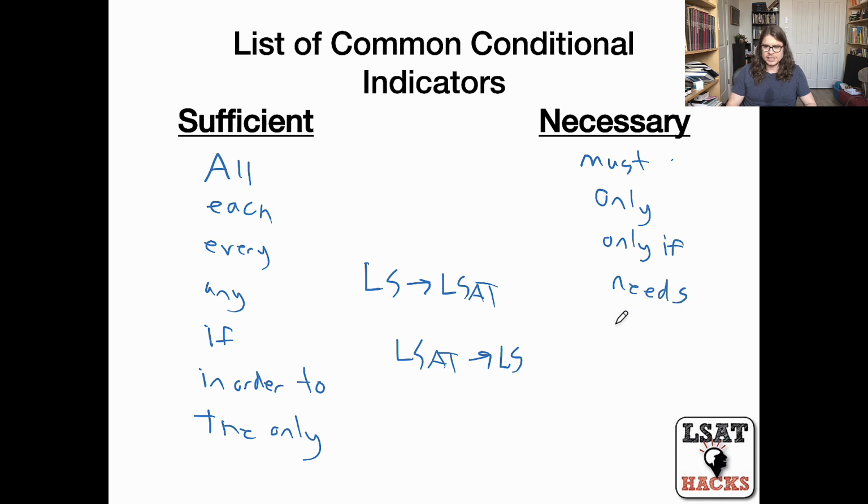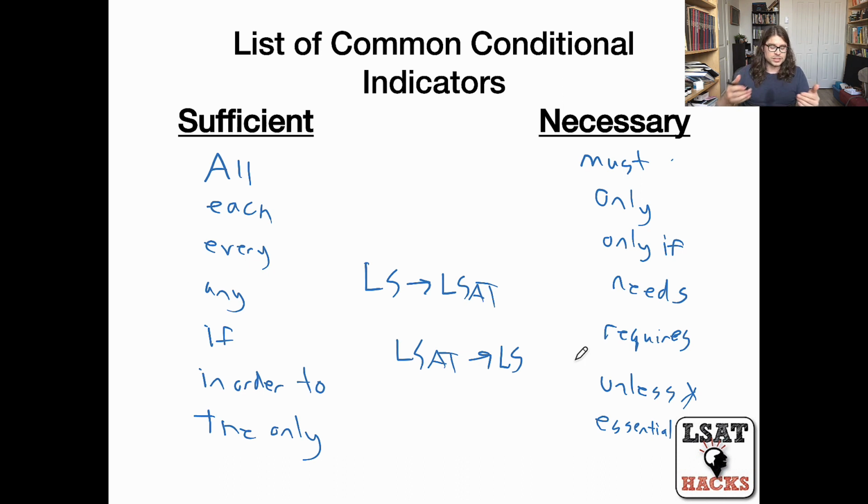Anything that talks about need or needs shows necessity. Requires, unless, but this one has an asterisk, so we're going to look at it. Essential. It is essential that you have a tail if you are a cat. I don't even know if I can think of an LSAT question to use this, but the point is it's the kind of thing that they can use.